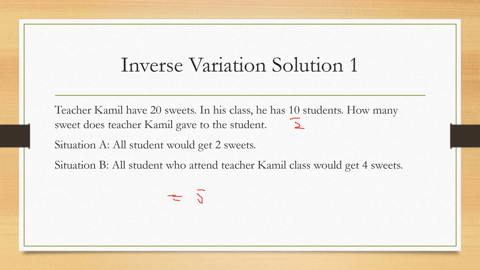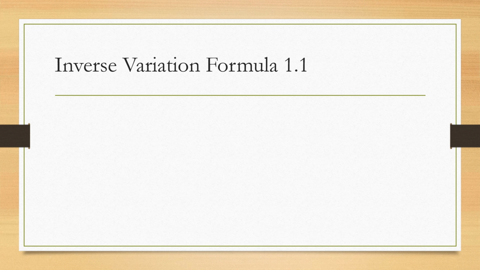So teacher Kamil has 20 treats. So 20 divided by 5 will be 4. So they will all have 4. Oh, sorry, situation A is also like that: 20 divided by 10, so they will get 2 treats. Okay. Next, inverse variation formula 1.1.